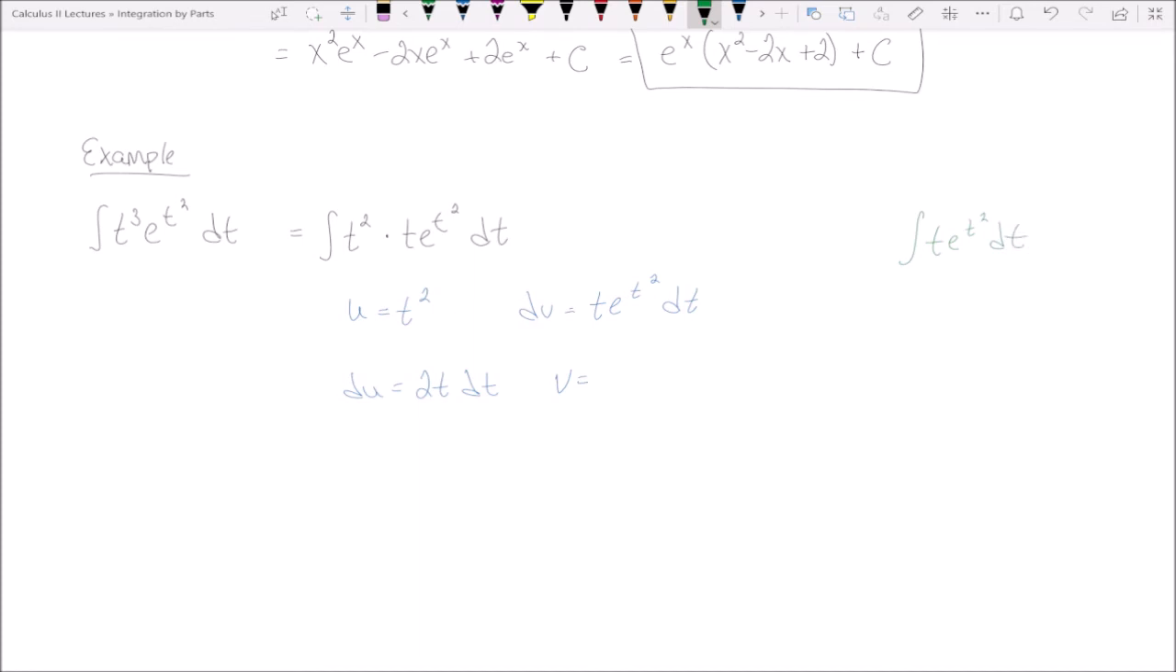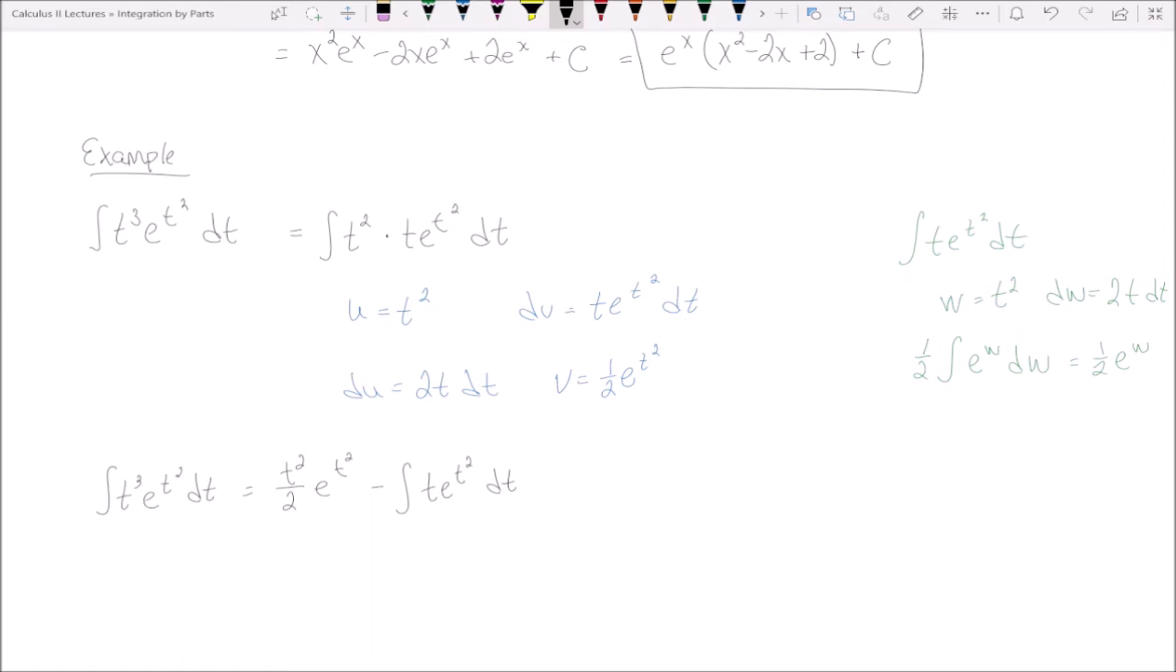Right, we're going to use a change of variable. Let's say w is t squared, right? So then dw is 2t dt. So we get 1 half antiderivative of e to the w dw, which is just 1 half e to the w. So what we get for v here is 1 half e to the t squared. Right, so this will become u times v, so t squared over 2 times e to the t squared minus the antiderivative of v du. So minus the antiderivative of t e to the t squared dt.